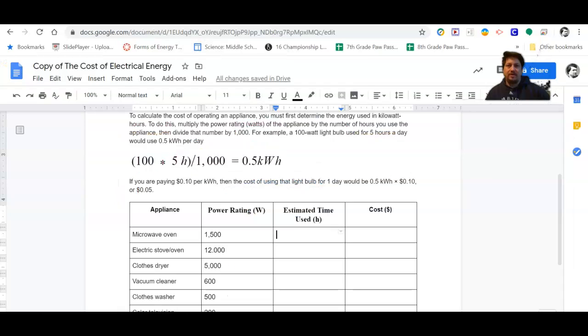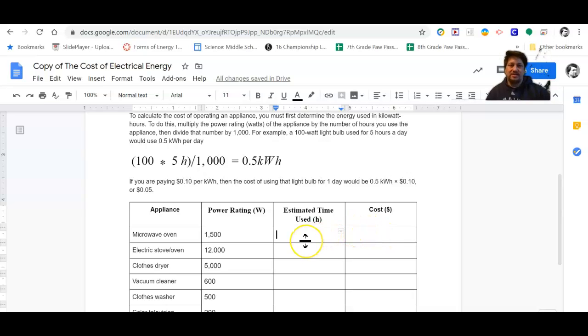Secondly, I wanted to talk about an activity that we did. It was due Monday, called the cost of electrical energy. I noticed a lot of us really didn't answer that correctly. So we had the power rating of various appliances in your home, and you were supposed to estimate how much it was used a day and how much it costs a day.